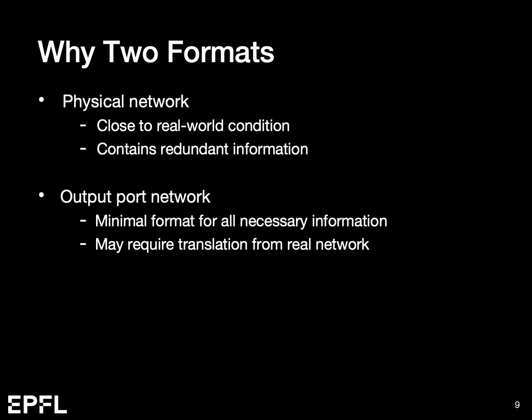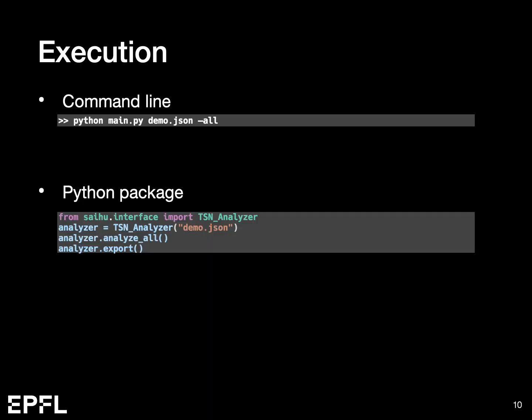You may ask, why do we need two formats? Although the physical network is closer to the real-world scenario, there are quite some details to specify, and some of them are even redundant for analysis. On the other hand, an output port network has all the necessary information and can be written in a more concise way. However, it may require extra translation from a real network because of its more abstract description. By providing both formats, our users can choose to define their network according to their needs. No matter which format you choose, it will not affect the delay bounds because Saihu will take care of it internally.